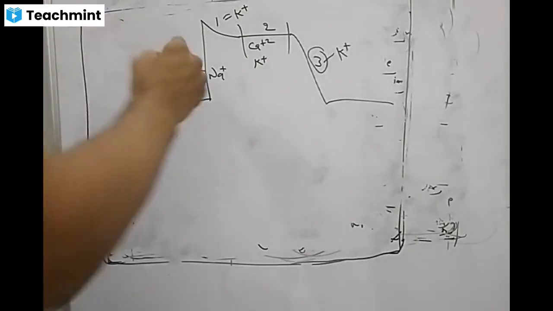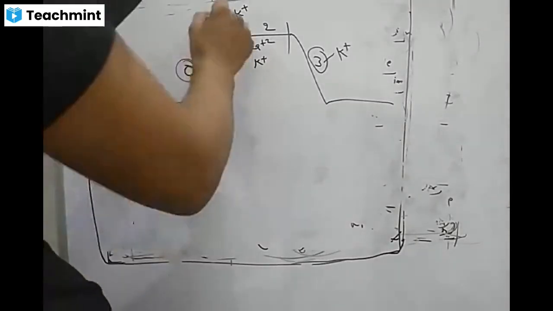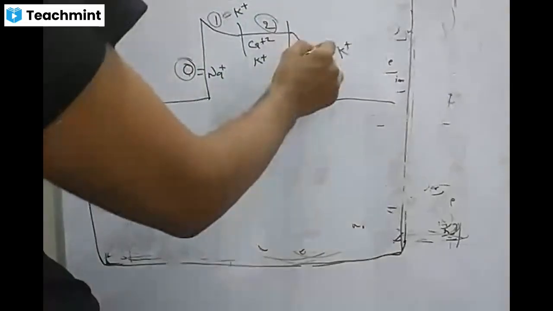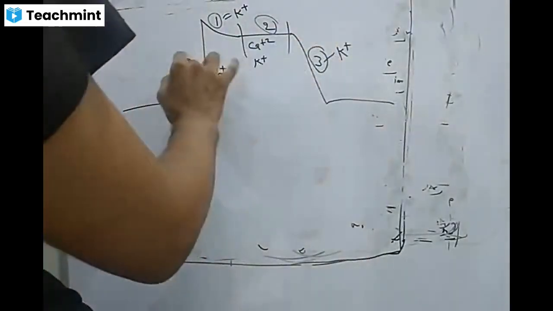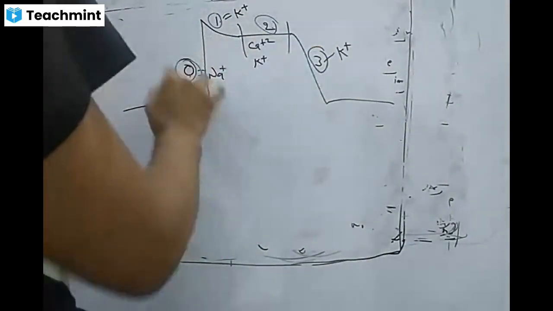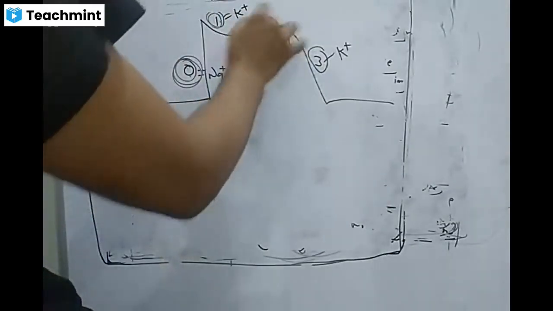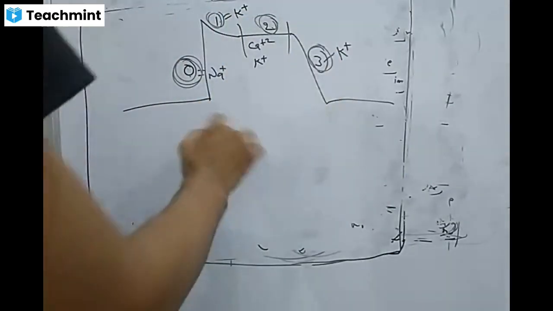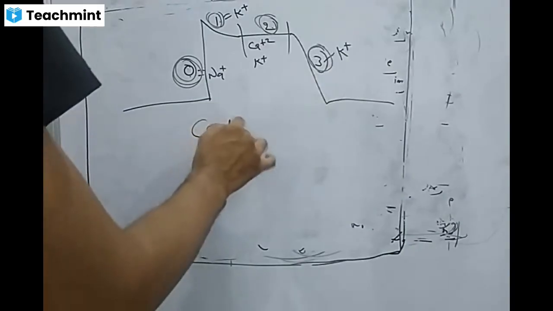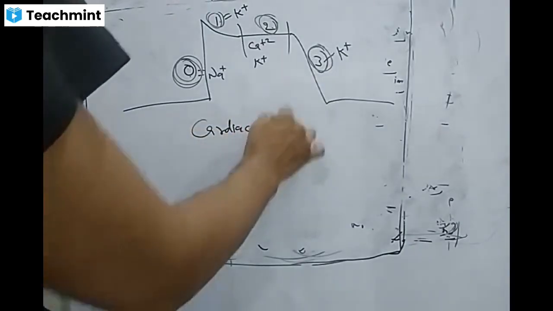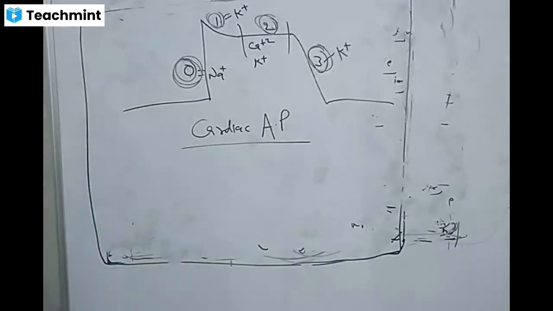These are the four phases: 0, 1, 2, and oh sorry, not four. Four phases: 1, 2, 3, 4. But the names are like this: 0, 1, 2, and 3. This is your cardiac action potential.